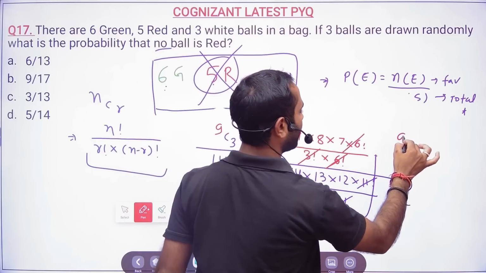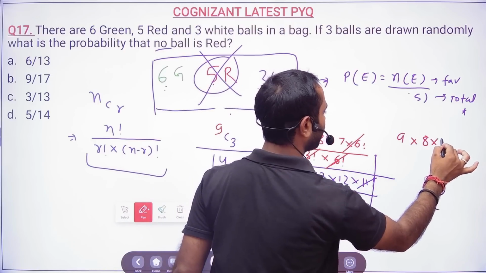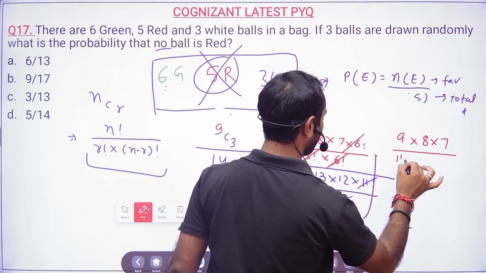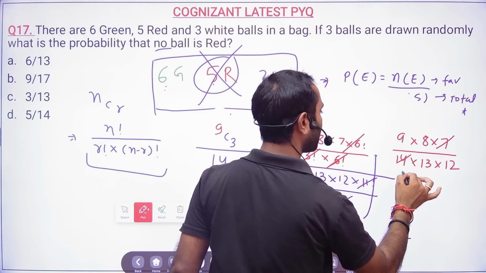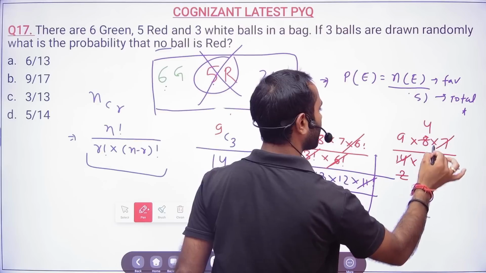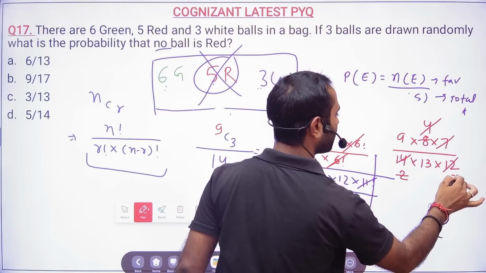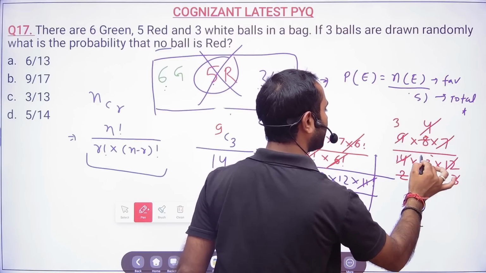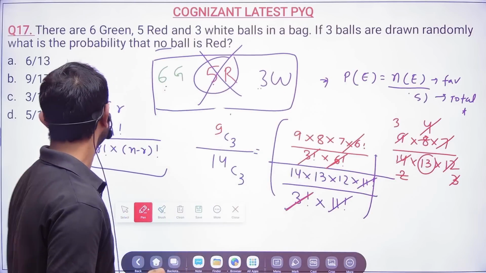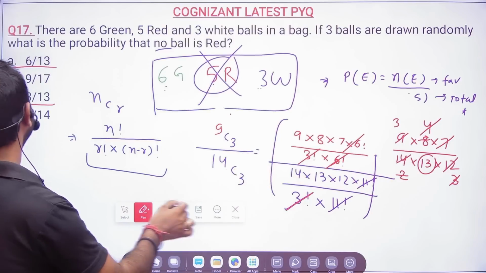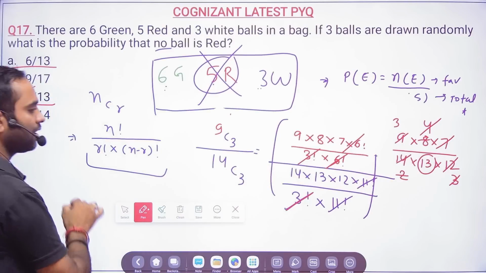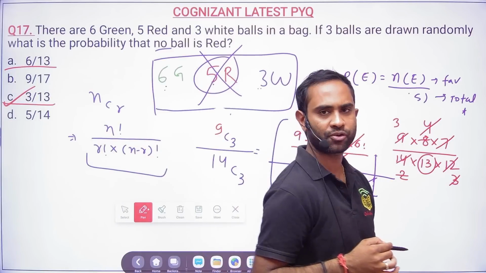So now we have 9 into 8 into 7 divided by 14 into 13 into 12. So 7 2s are 14 and 2 4s are 8, okay? And then 4 3s are 12 and 3 3s are 9. Anyway, you have 13 in the denominator. So check the option where 13 is there. Two options are there. Now 3 by 13, option C will become the correct answer for question number 17.